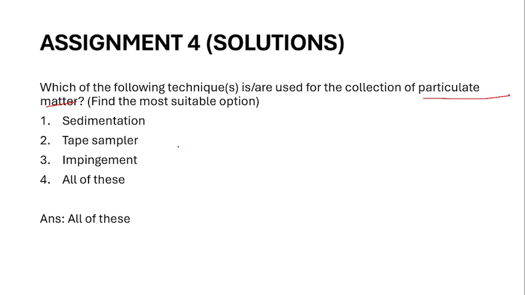We know what is sedimentation. Based upon the size, depending upon gravity, the particles will get separated. And in the tape sampler, as we have already discussed, rolling tapes are used for collecting air dust particles. Next, the impingement method is based on the collision of particles against a sturdy surface. When the particle is getting collided, then finally these particulate matter will be getting collected in the medium. So all these three different methods are used for the collection of particulate matter. So the right answer is all of these.